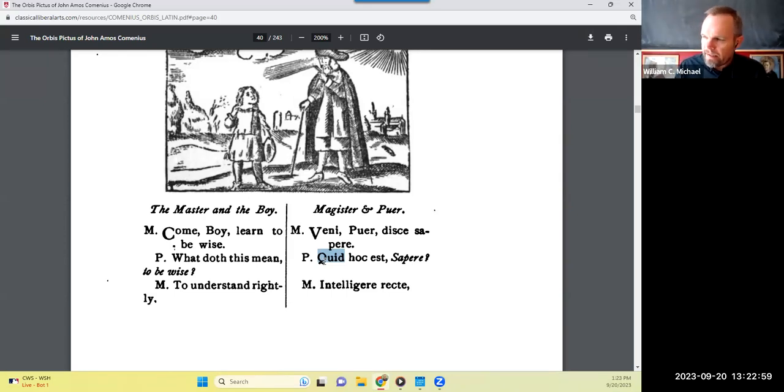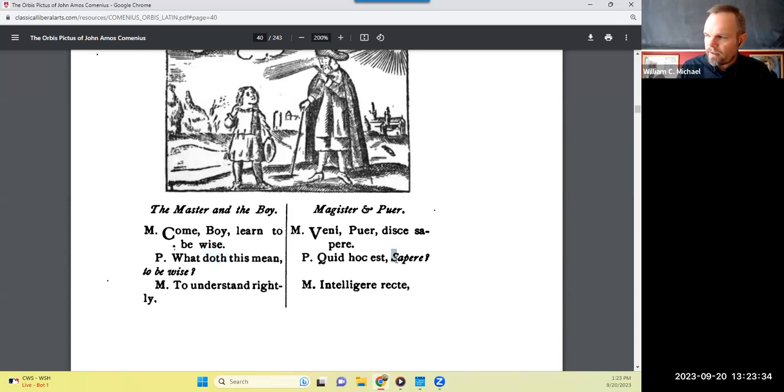So quid hoc est. The boy asks, quid hoc est. Hoc means this, and est means is. Now, the translation is a little funky because it's older English, right? But we can figure that out. It's not too hard. So quid is translated what? Hoc is translated this. The word order changed around a little bit just to make it more comfortable English. And then the word doth, the old English word doth, means is or does. What does this mean? Quid hoc est sapere.